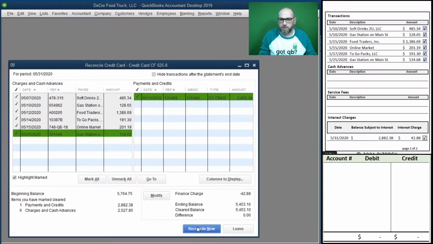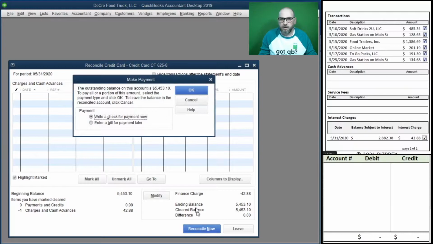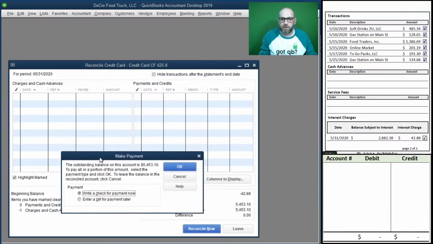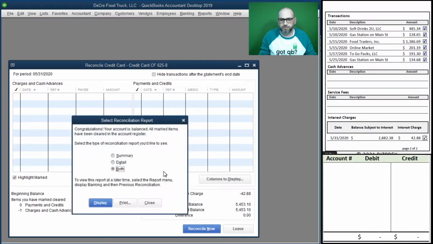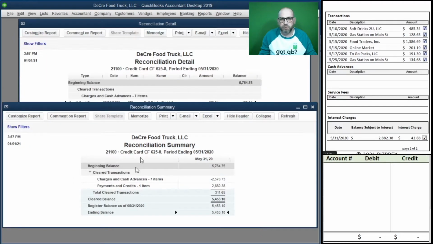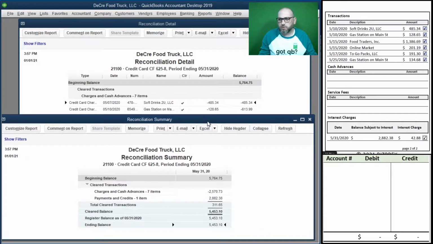So we're going to click reconcile now. Write a check later. No, we don't want to write a check. We already paid that. We're going in the catch-up mode, so we're going to cancel. All right, display the reports. You can print those reports and attach them to your credit card statements for your records.